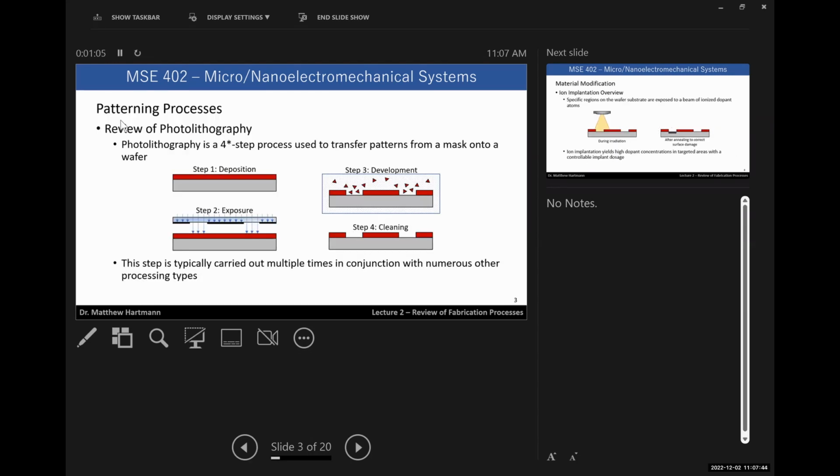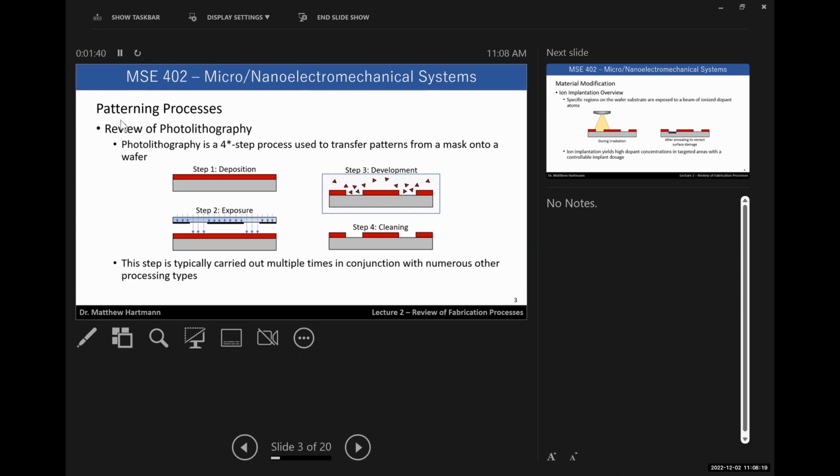So let's start with a ludicrously simplified review of the photolithography process, which is how we pattern things, okay? So photolithography is a 4, and I'm using 4 loosely here because classically it's thought of as a 3-step process, not including the cleaning at the end. But each of these individual steps include numerous steps, including priming and soft baking, hard baking, and things like that. So I'm going to dumb it down and say that it is a 4-step process.